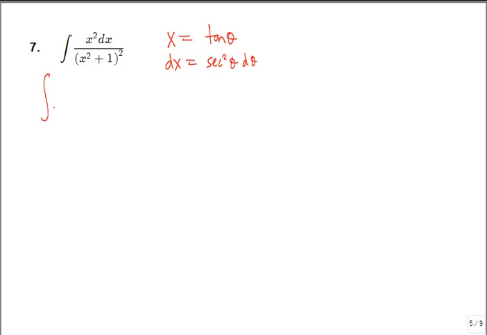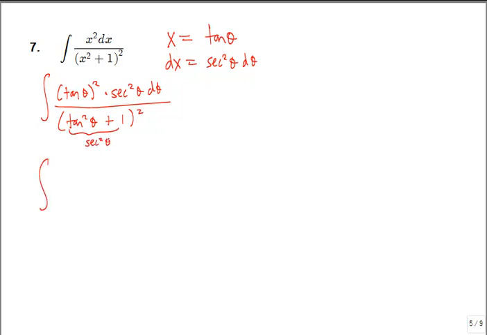So let's plug in. On top, we get an x squared, so that's going to be tangent theta squared, times our dx, which is secant squared theta d theta. On the bottom, we're going to get in parentheses tangent squared theta plus 1, quantity squared. Remember your trig identities. Tangent squared theta plus 1 turns into secant squared theta, and that's being squared again. So that denominator becomes secant to the fourth of theta. And on top, we have tan squared theta and a secant squared theta d theta.